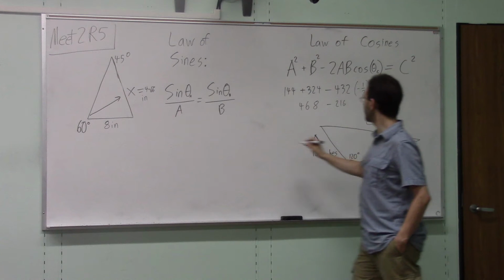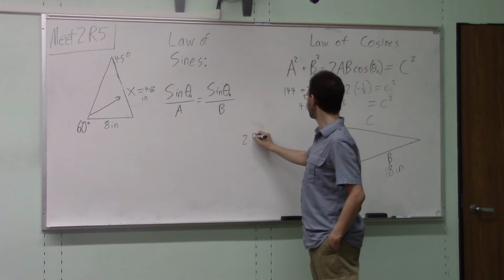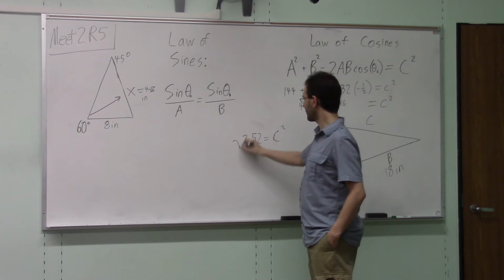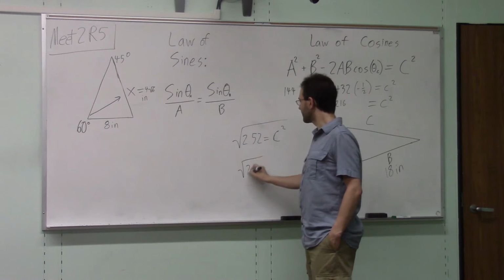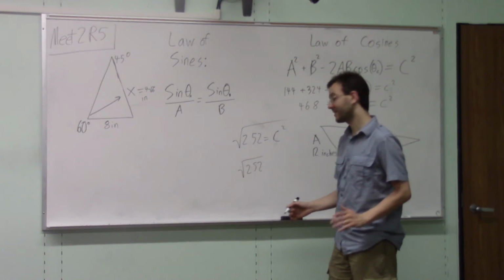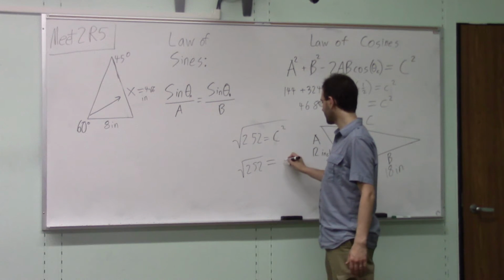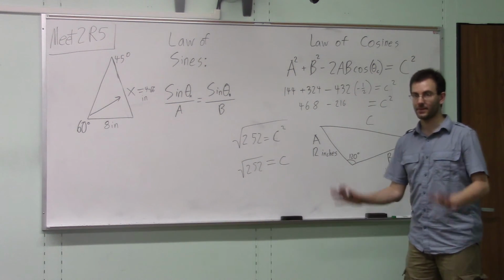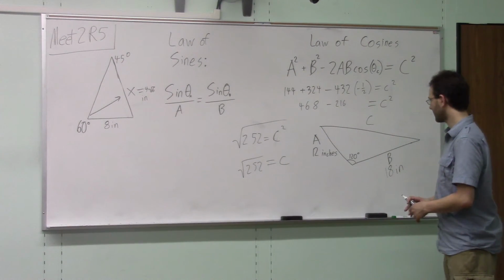When we subtract them, we get 252 equals C squared. Then we square root them and we get root 252. You could simplify it if you wanted to. It can be simplified. 9 can be cut out, for example. Equals C. And you would simplify that. I'm not going to bother doing that right now. You know how to simplify square roots, I hope.